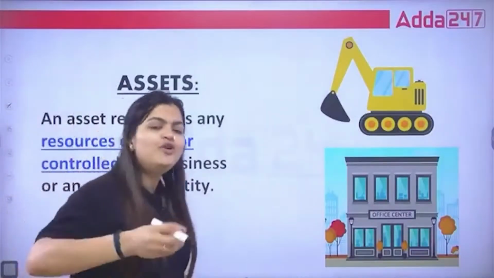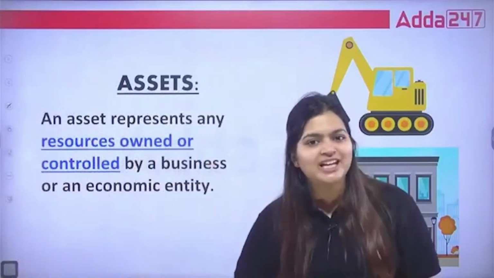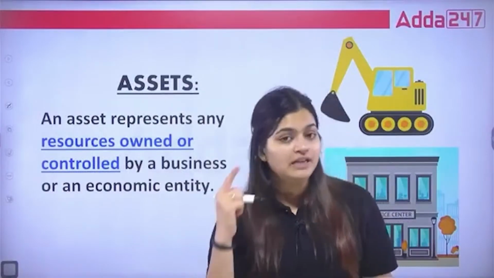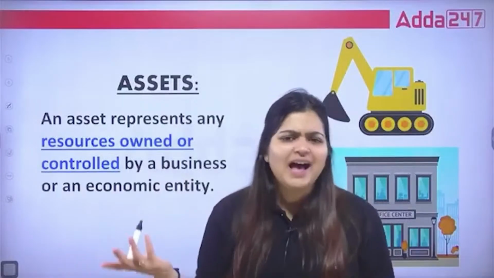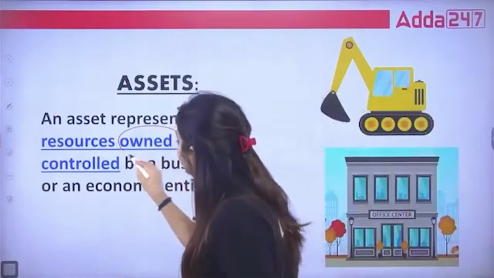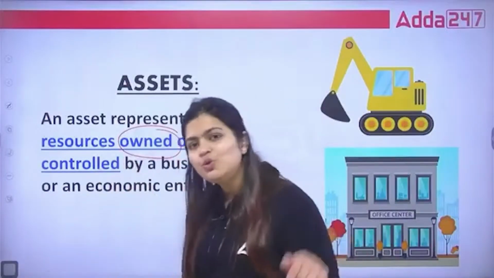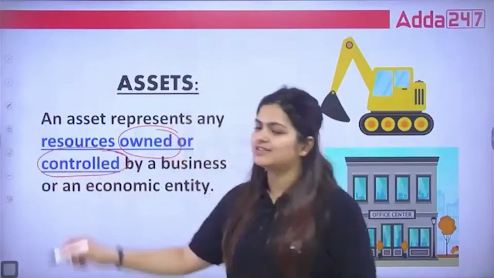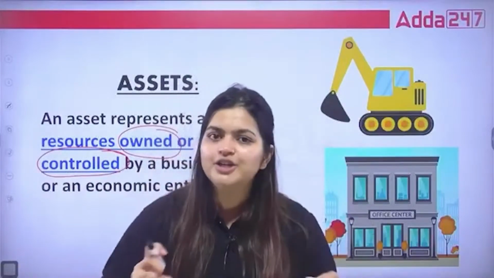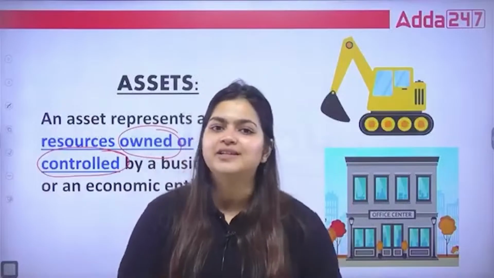Now, the correct answer is option four, because when you want to prepare your balance sheet, you need to understand a few terms. Number one, assets. Now, what are assets? Assets represent that this is your asset. You have the control on that asset. You are showing the ownership. You are having the control. Means that is your asset.